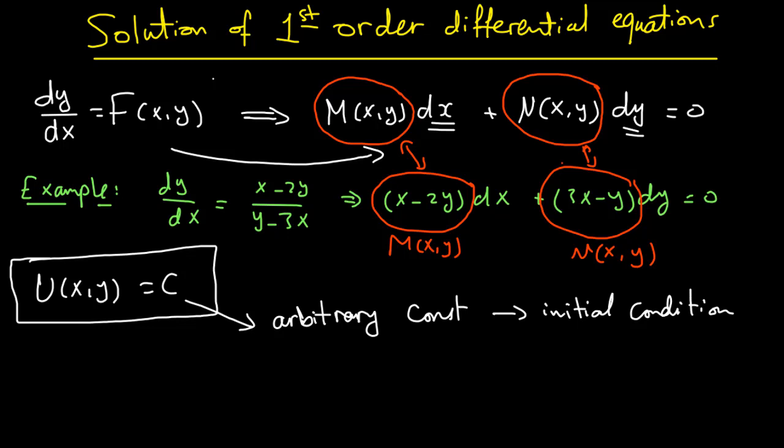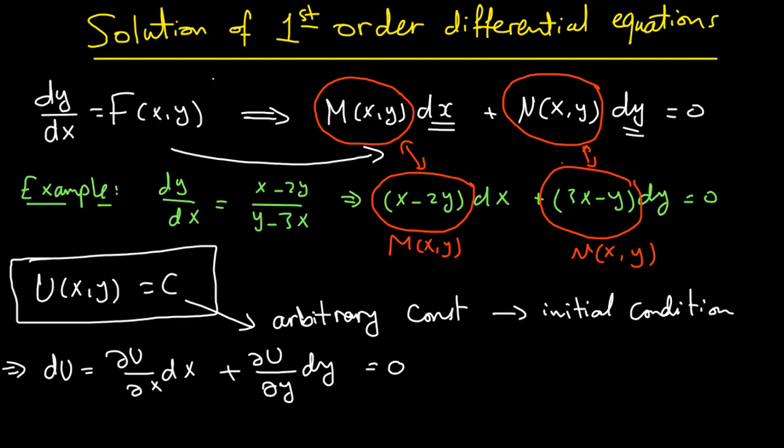If we differentiate this equation, we will have du = (partial u/partial x) dx + (partial u/partial y) dy, and this will equal to 0. So here, since we assume that this function u(x, y) = c is the solution to the given differential equation, then it has to be true that the differential equation that we have obtained is exactly the same as the given differential equation.